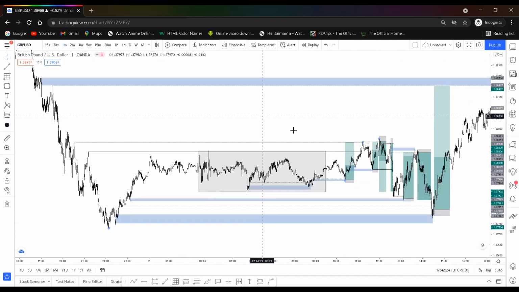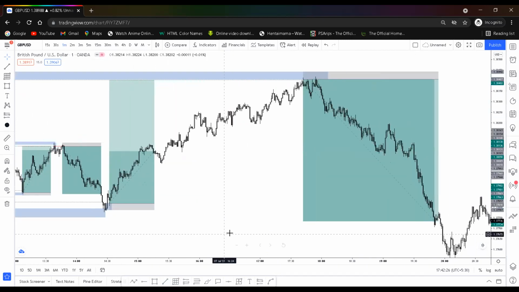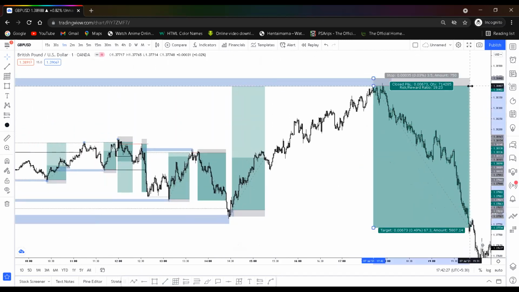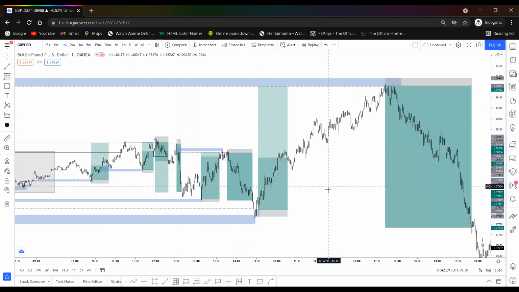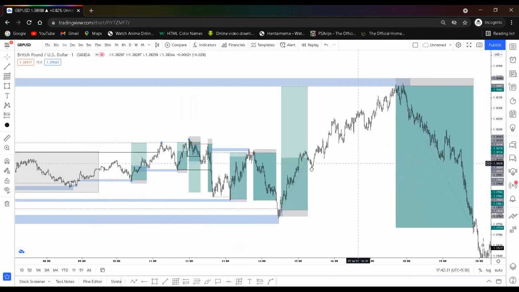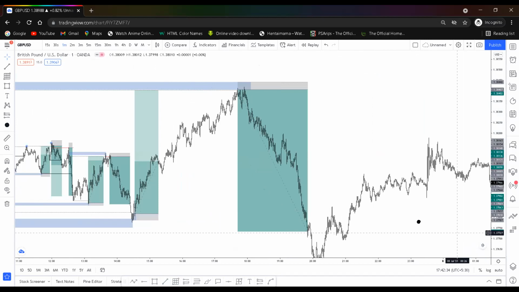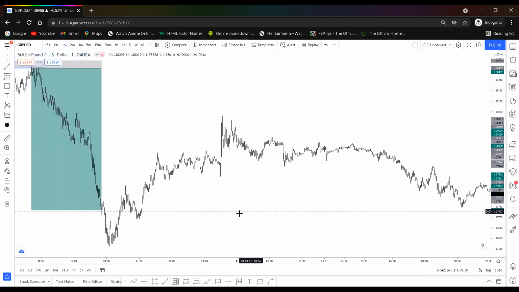That's basically how we play people. See how beautiful the chart is now? Making money out of every single move, so much.